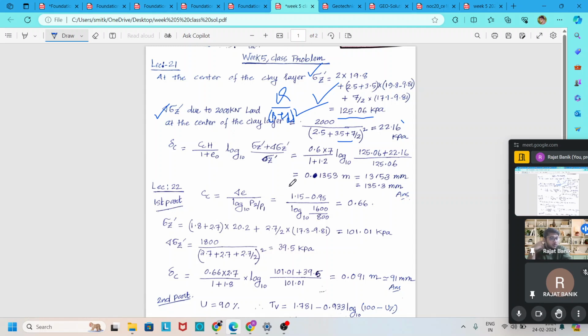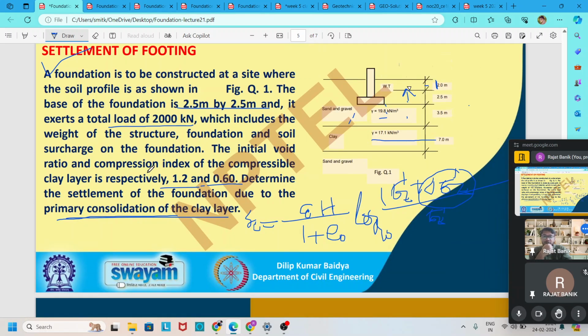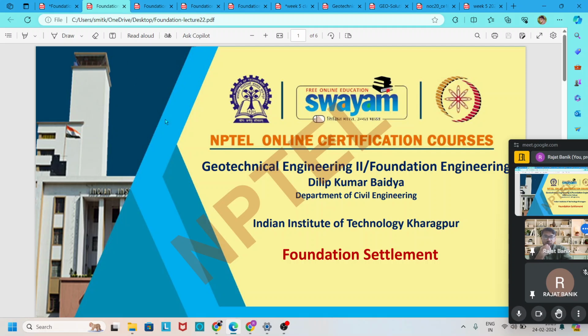So all these values, if you put in, it becomes 0.1353 meter, and if you convert it, it becomes 135.3 mm. So this is the solution of our class problem of lecture 21. So now we move on to lecture 22.